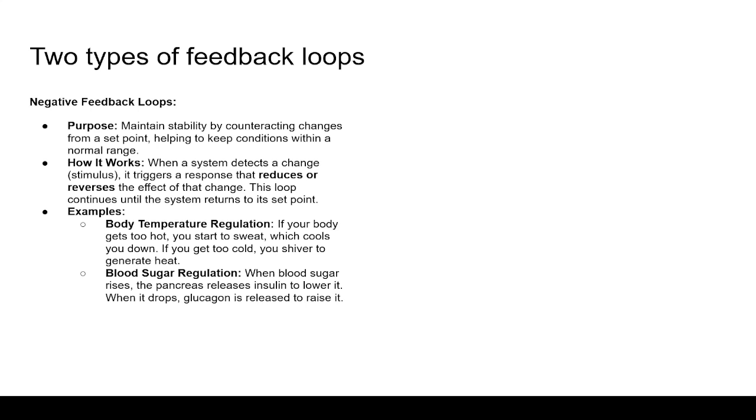So let's read here about it. It says purpose: maintain stability by counteracting changes from a set point, helping to keep conditions within a normal range. The truth of the matter is most of your homeostasis, if you don't remember what homeostasis is, that's the internal physical and chemical conditions in your body. Most of your homeostasis is actually regulated by negative feedback loops. The crazy thing is, if your body stops having homeostasis, you're probably dead. You need homeostasis. It's really important.